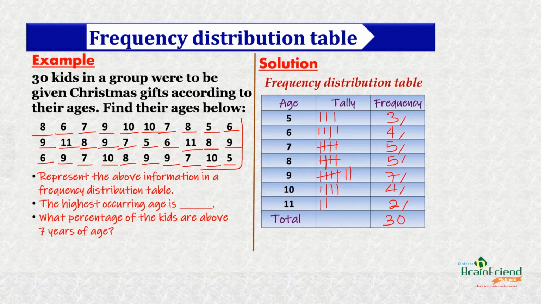We can tell that from our frequency. The highest number on our frequency is 7. So, the highest occurring age is age 9. So, our answer here is age 9.